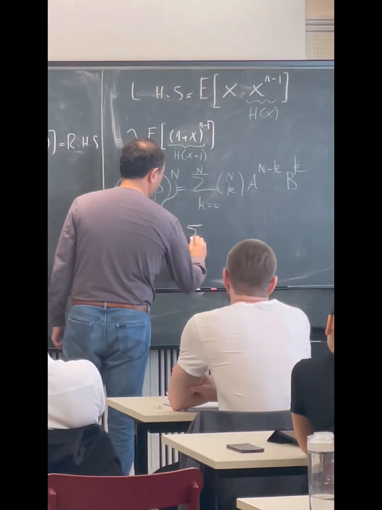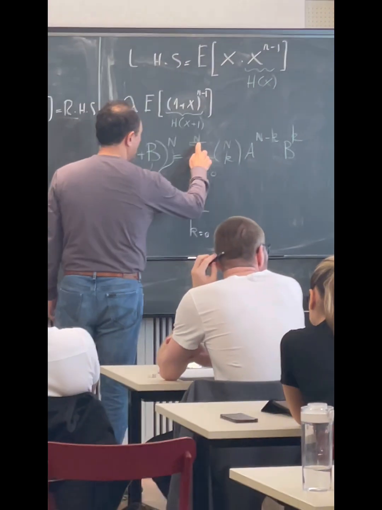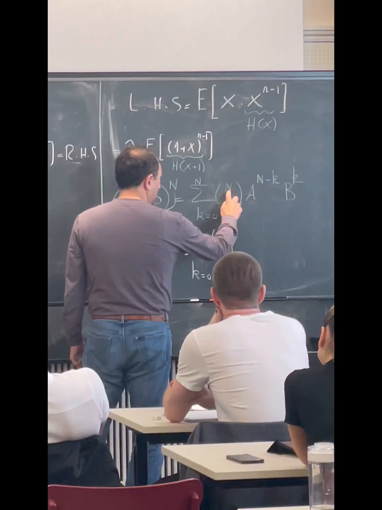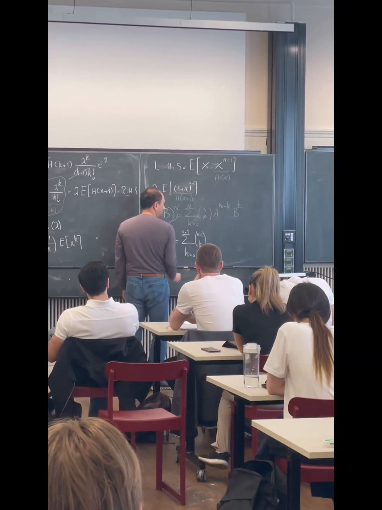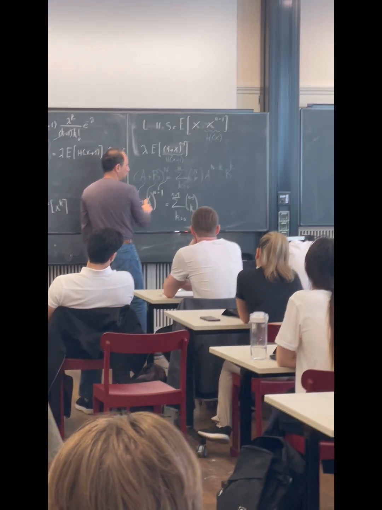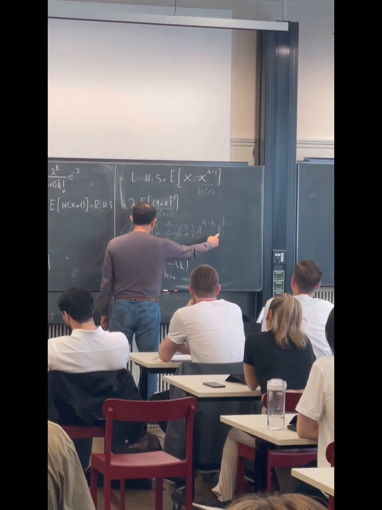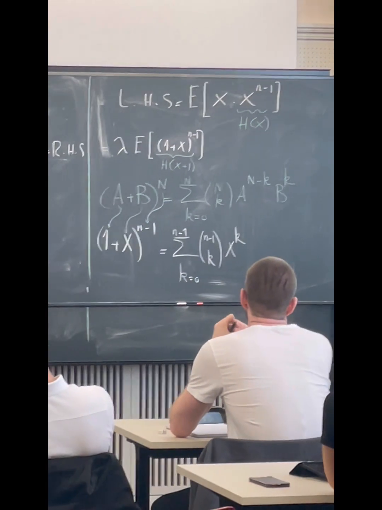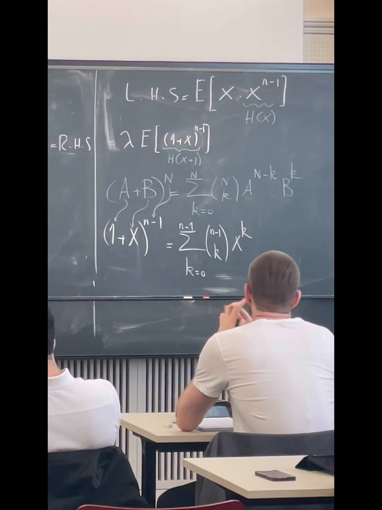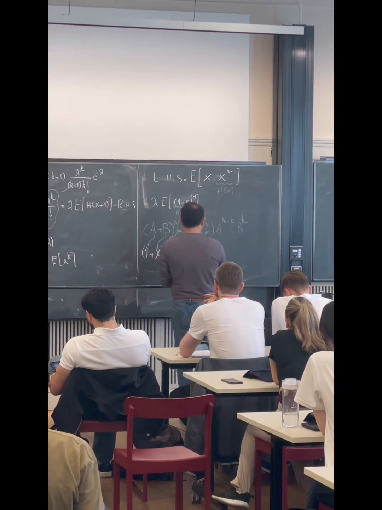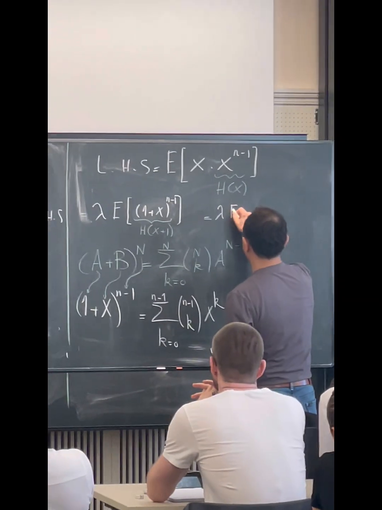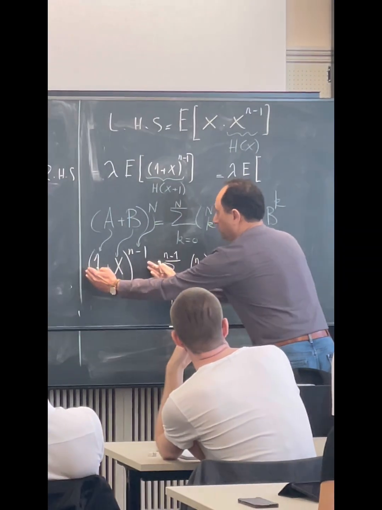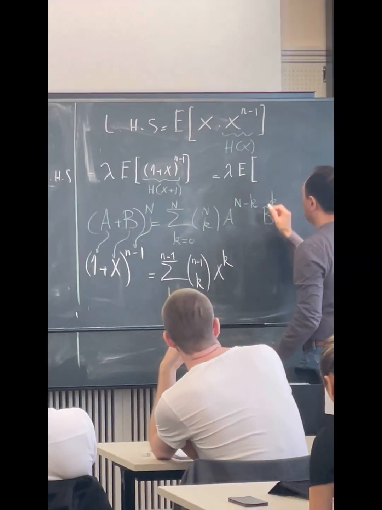So what will be the formula? Sigma k goes from 0 to capital N, but capital N in this problem is n minus 1. Capital N is n minus 1, choose k. A is 1, so 1 to any power, forget about it. B is x to power k. Yes? Okay, now I put it back. So this goes expectation value of this random variable, but I expanded that like this.